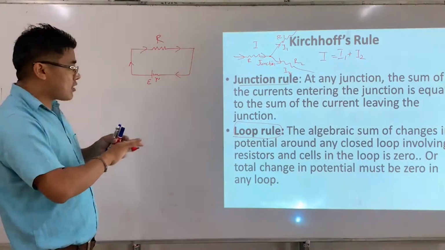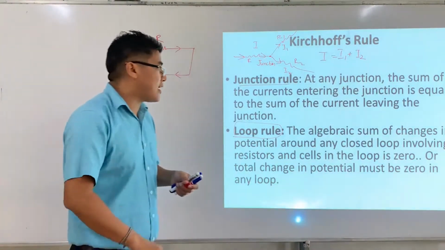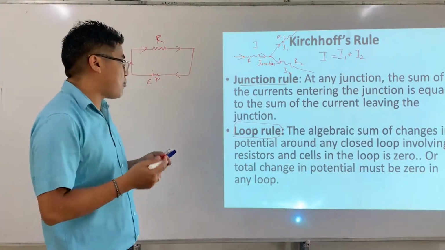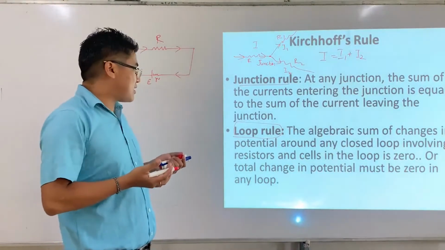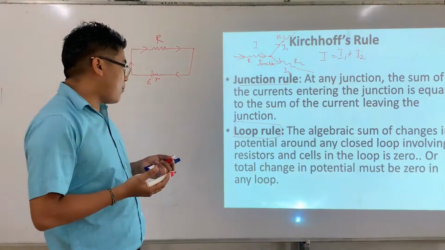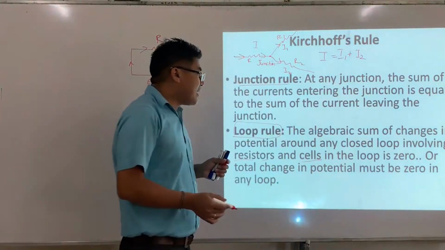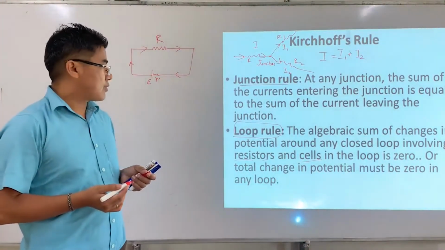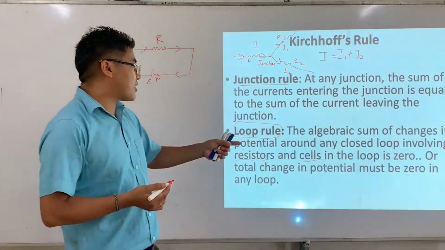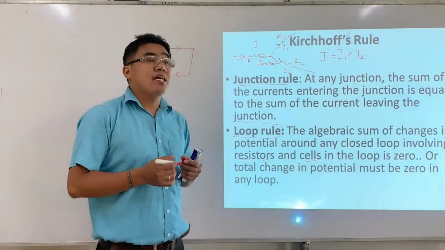The loop rule says that the algebraic sum of the changes in potential around a closed loop involving resistors and cells is always zero. All the changes in the potential in a loop must sum to zero.